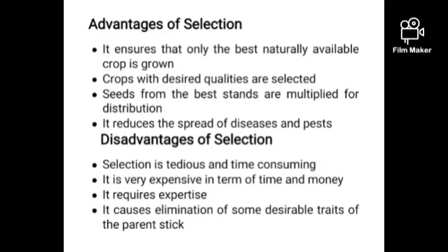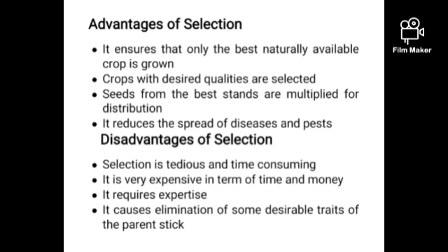When we talk about progeny selection, that's when crop plants are selected based on the performance of their offspring. Pedigree is when crop plants are selected based on the performance of their ancestors. Mass selection is when crop plants are selected or rejected on the basis of their own performance or merits.